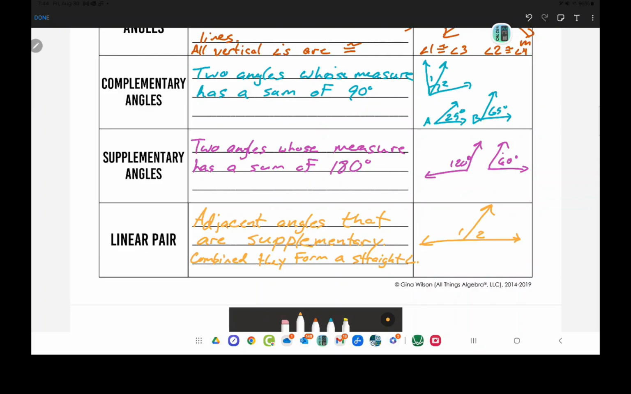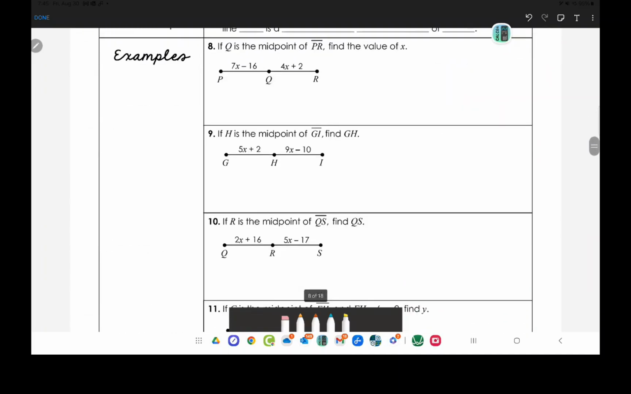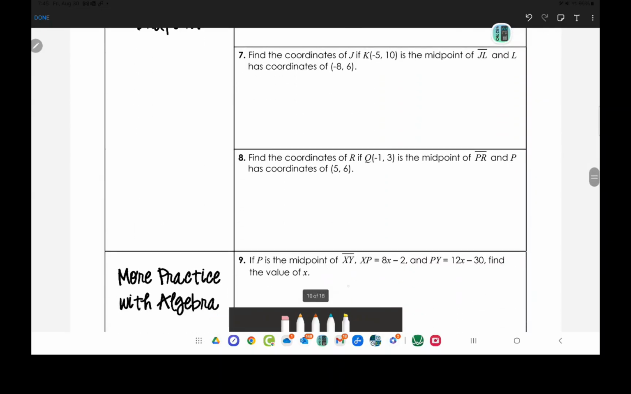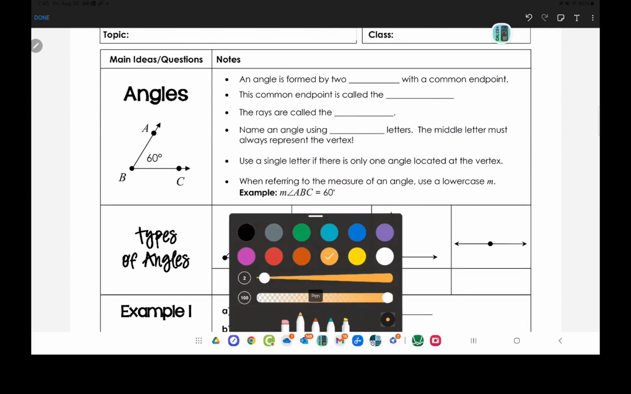On to the notes. A lot of notes there. Let's move quick through those notes. All right, so today, after segments, after picking the points, we're on angles. We do know a lot of these words already.